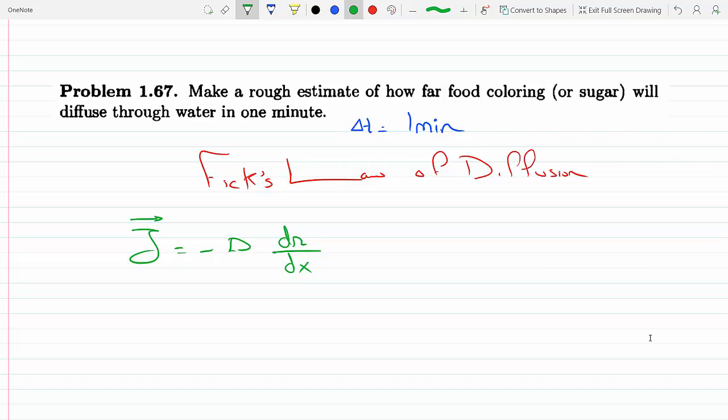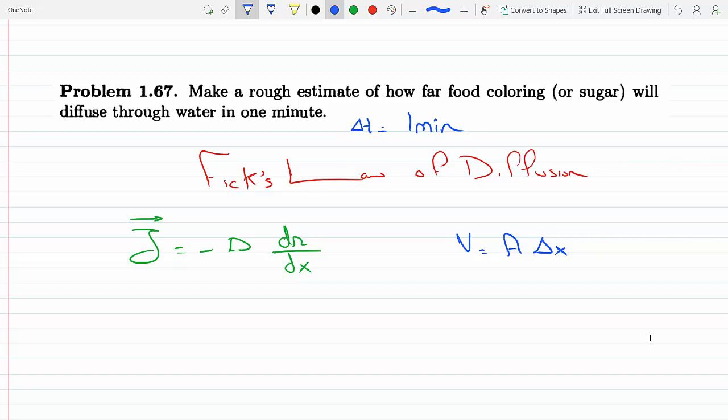Now let's assume the food coloring is spread evenly through some volume in space, and let's say this volume has a width of delta x and an area of A. So we know that volume is area times delta x. That's where the coloring will spread.